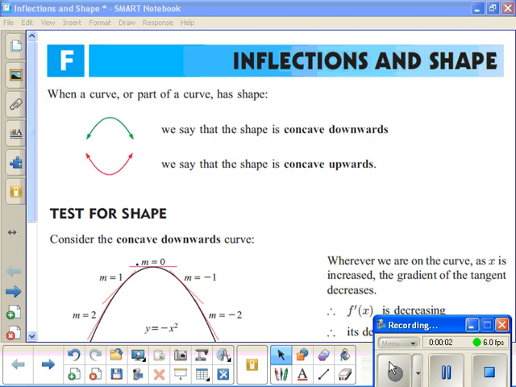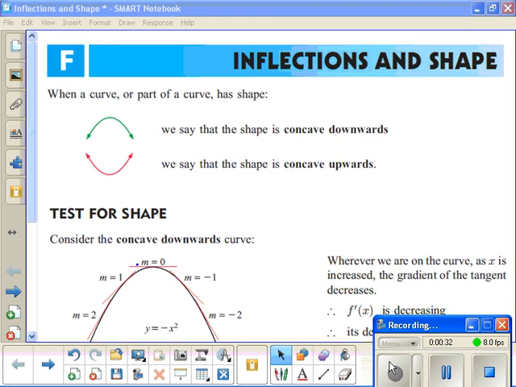Today's lesson on inflection and shape. So we're going to be looking at inflections, and typically inflections are used, or we talk about them, when referencing two different types: horizontal inflection points, which we get from the first derivative, and non-horizontal inflection points, which we have to identify by using the second derivative. So that's what we're going to be looking at today.